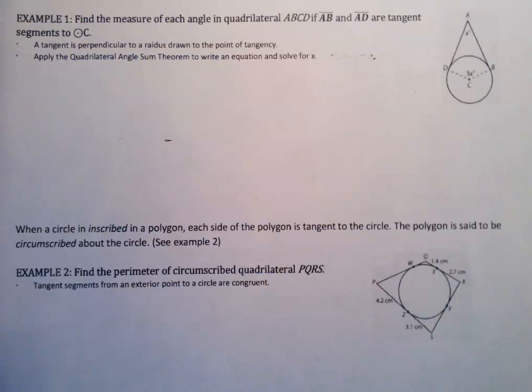All right, so we've got some hints there. It says a tangent is perpendicular to a radius drawn at the point of tangency. So how does that help us? So which are my tangent segments? AD and AB are tangent. Okay, so these are the tangent segments. And it says a tangent is perpendicular to a radius drawn to the point of tangency.